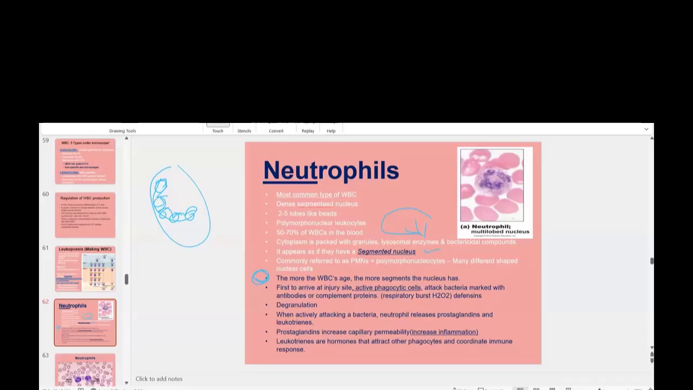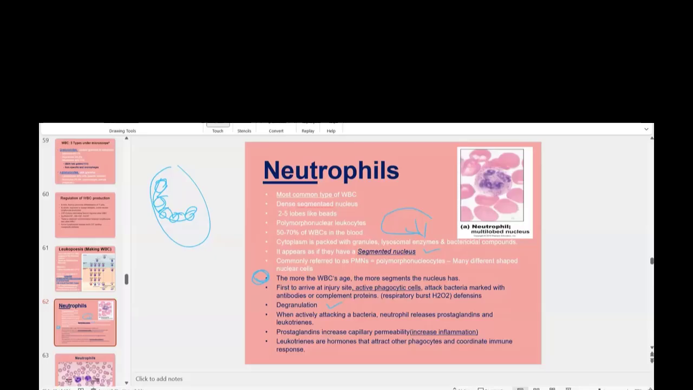So what are complement proteins? These are plasma proteins involved in this process. And then there is a respiratory burst of hydrogen peroxide and defensins. And they cause degranulation. So what is degranulation? This is also important. So what exactly happens?